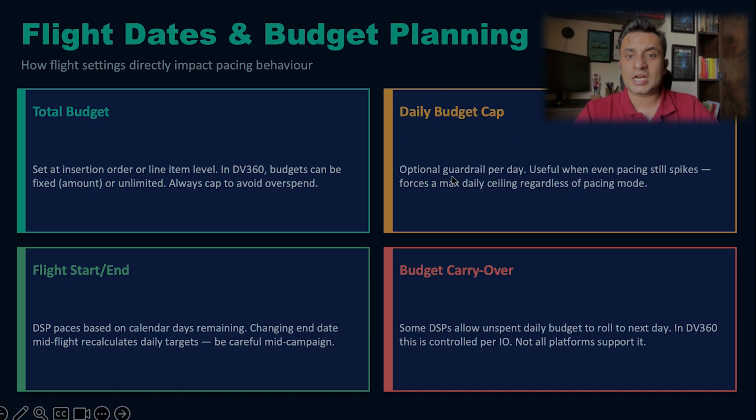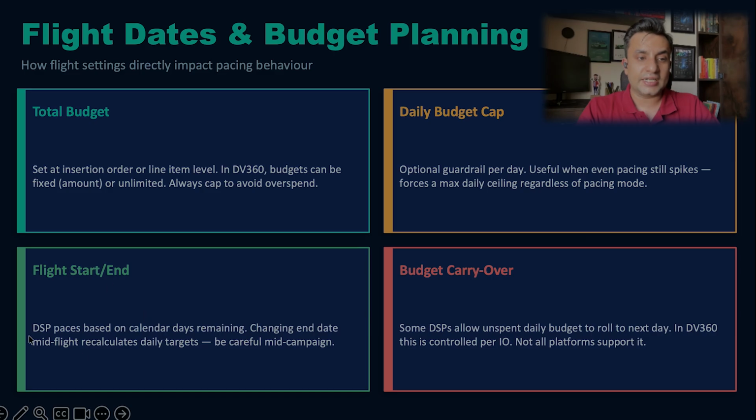It's an optional guardrail per day, useful when even pacing still spikes, and it forces a max daily ceiling regardless of pacing mode. So when you set that cap of $10 per day on a $2000 budget, even if you have opted for ahead pacing or ASAP pacing, still you can reduce it down. You put up a guardrail because you are not spending the entire budget on a single day itself. So that's the use of budget cap. That's how you plan your campaigns.